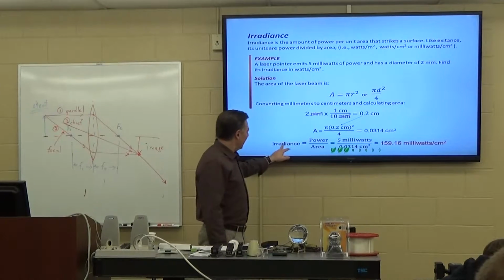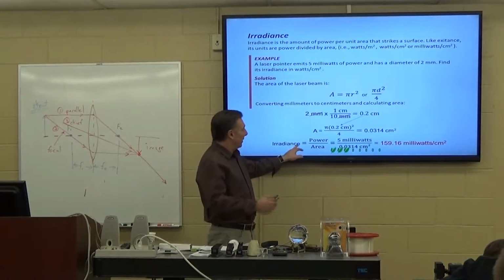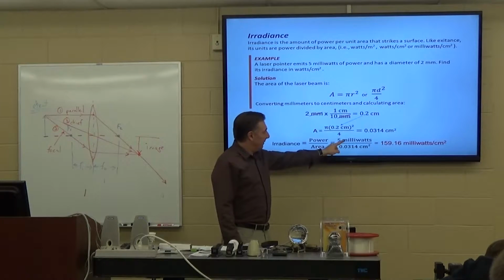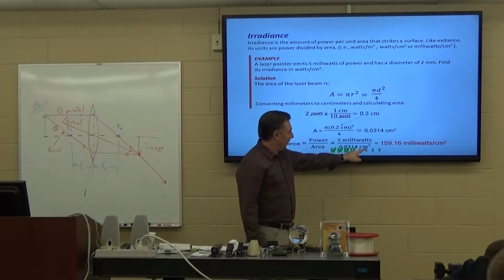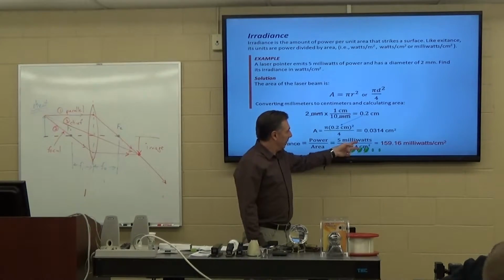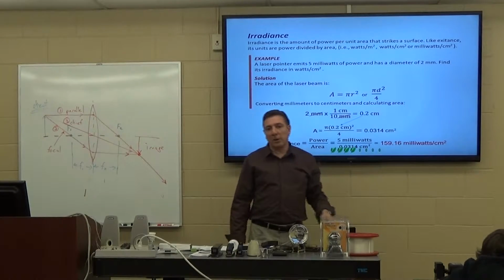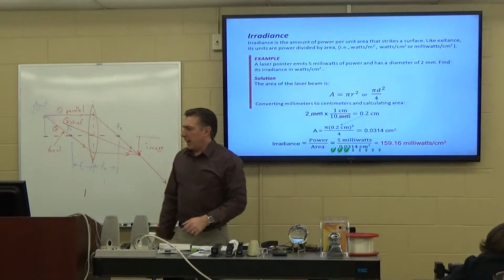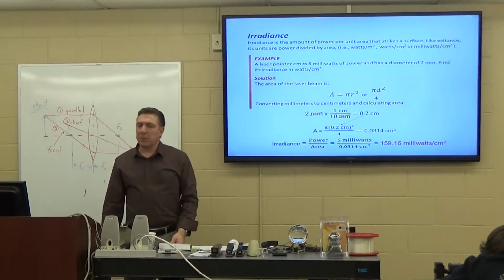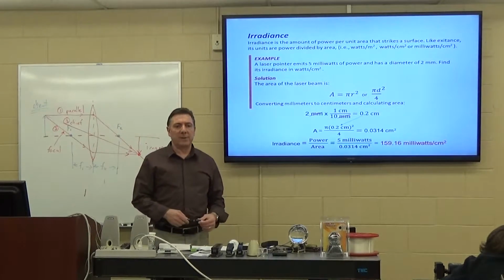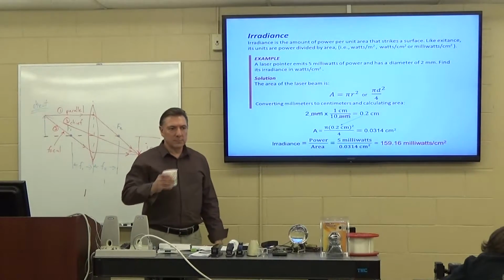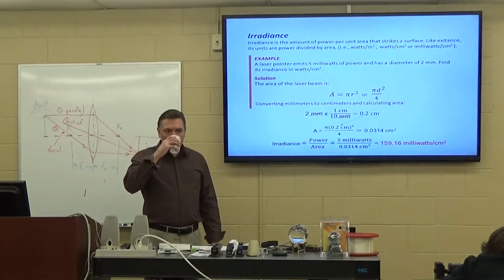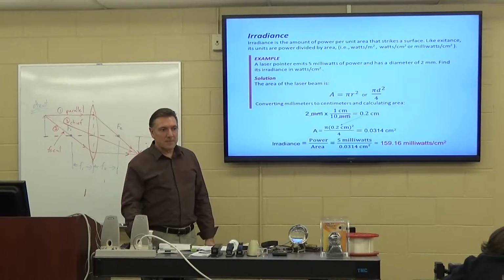If I calculate my irradiance now, power divided by area, 5 milliwatts laser power divided by its area in centimeters squared gives us the units of milliwatts per centimeter squared. And if you do the math, it comes out to 159.16 milliwatts per centimeter squared. 159 milliwatts per centimeter squared. Is that a lot or a little? It's a small area, but there's not much power, I don't know.